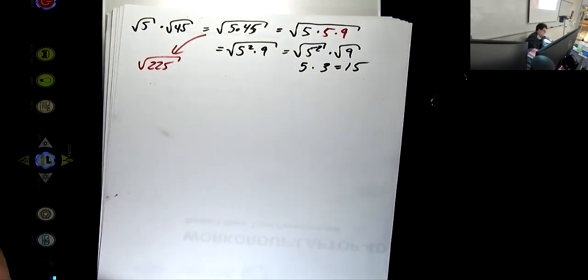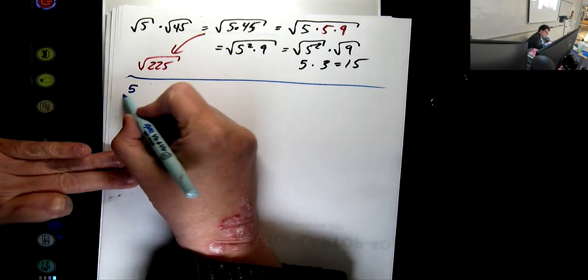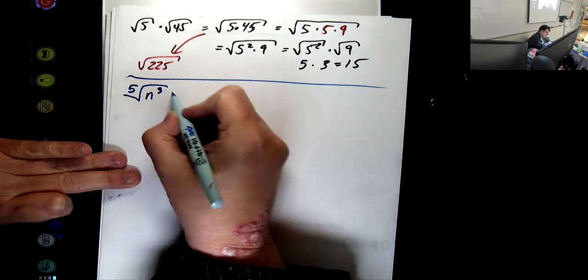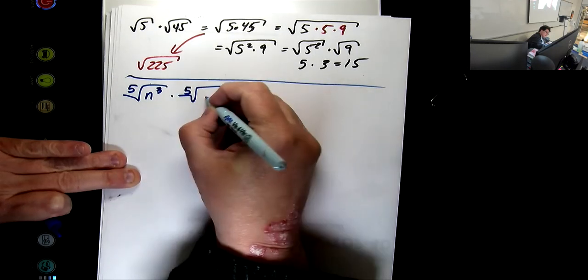I already used red right there. I just need a different color. The fifth root of n cubed times the fifth root of n to the 7th power.